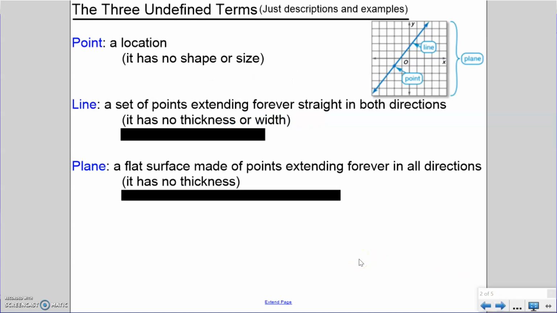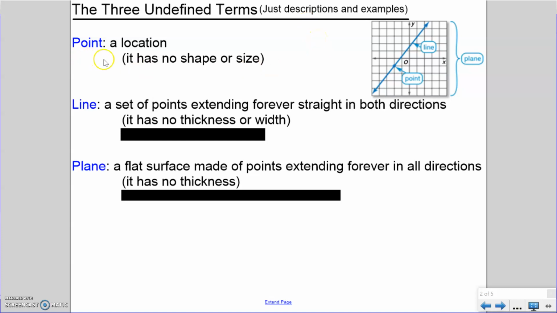So there are three undefined terms. They are point, line, and plane. You should have seen these three in Algebra 1. You've graphed on the XY coordinate plane. You know, point is the dot on there, and line goes on forever both directions. These are undefined terms because they're just descriptions and examples. We use them to define other things.